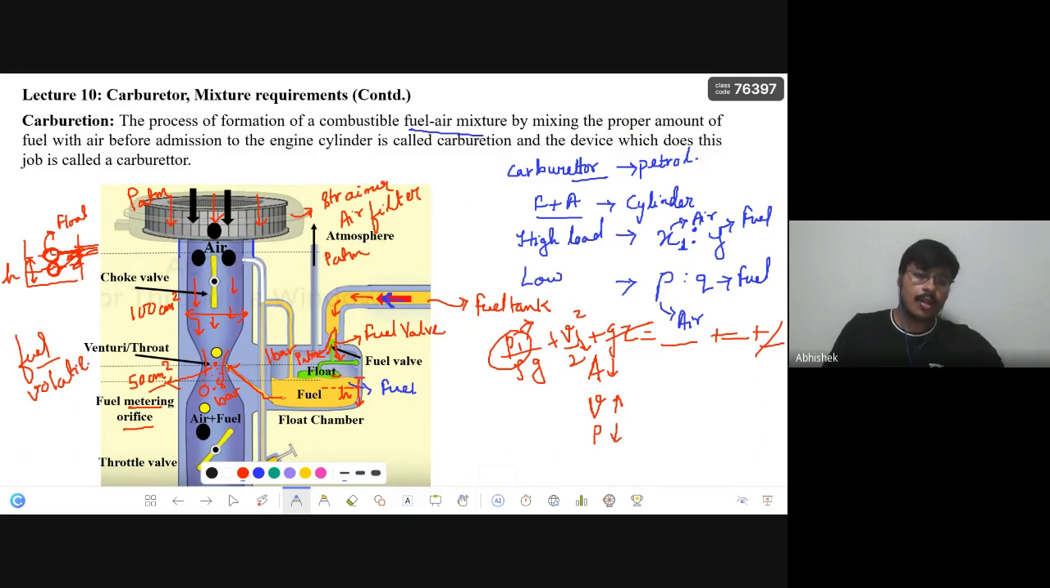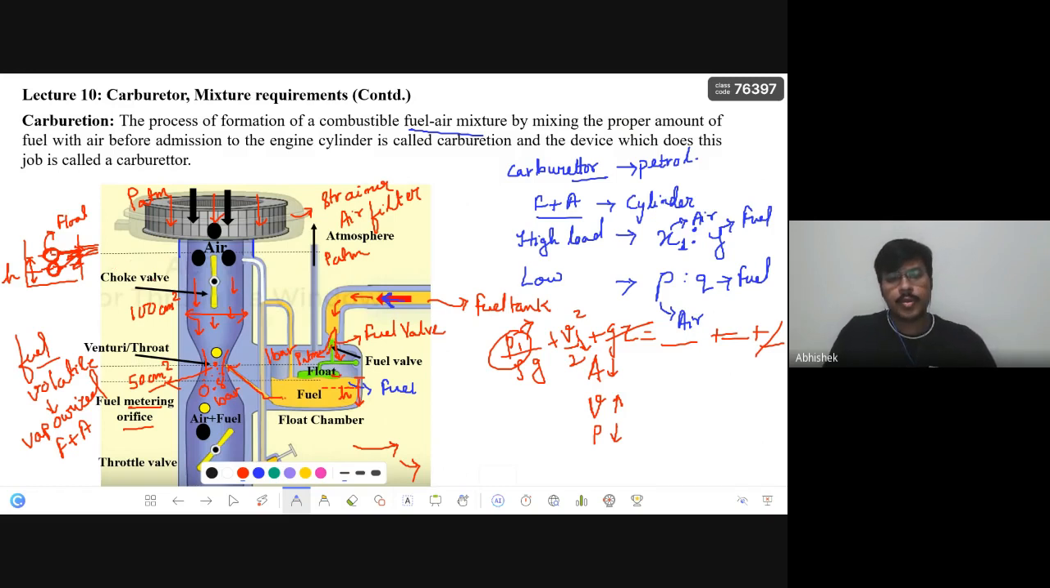They mix with the air and get vaporized and form a fuel air mixture. The fuel air mixture passes through the throttle valve. After the throttle valve, it goes to the chamber, to the cylinder chamber. So this is the whole concept of carburation.